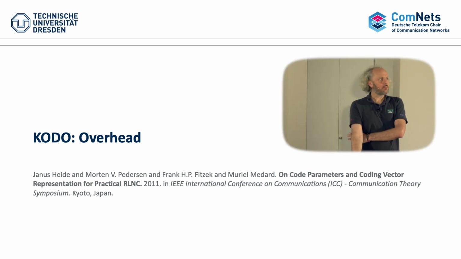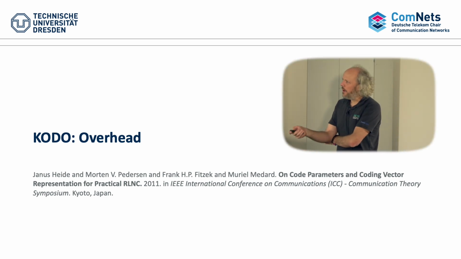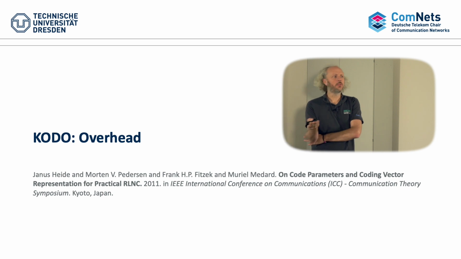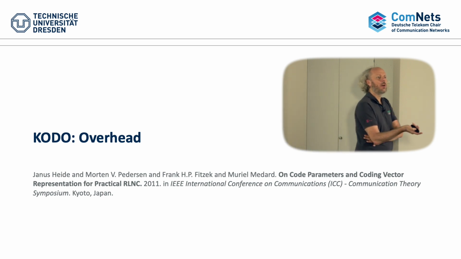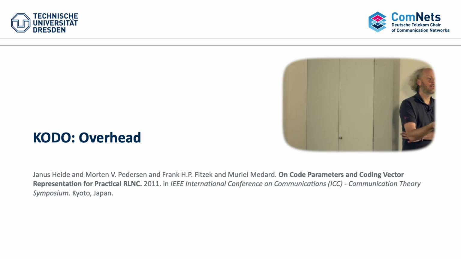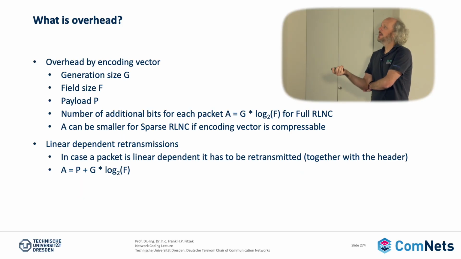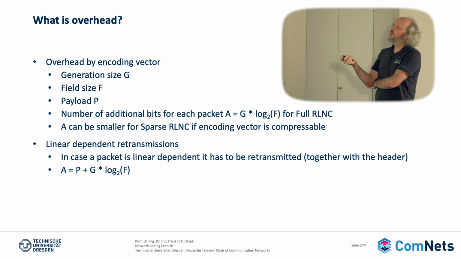Okay, so I talked about overhead, then let's look into this overhead. The question is, what kind of overhead do we have in the system? And this is manifold, right? So we have one overhead that comes from the encoding vector.